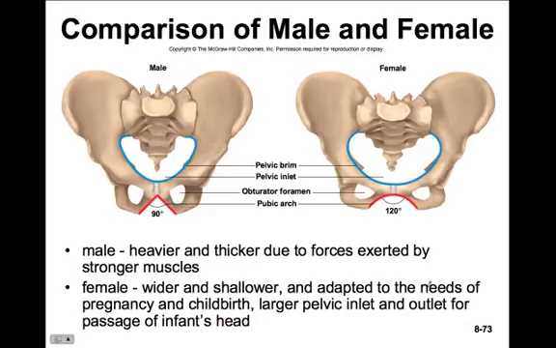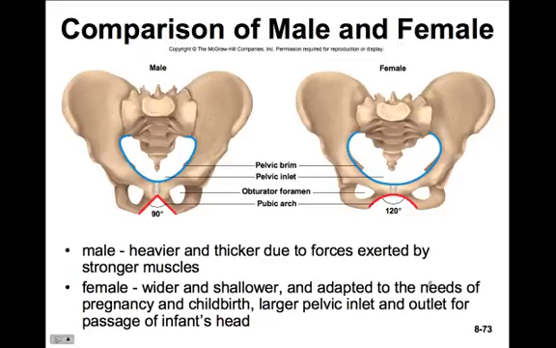Now, when we look at male and female pelvises, they differ. That's how we know that Hank is Hank. He's a male. The male has a much heavier and thicker pelvis because they exert greater forces on it with these stronger muscles. And as you've already learned, the action of muscles on bone causes it to become thicker, heavier, and stronger. The female pelvis is much wider and shallower, and it's adapted to the needs of pregnancy and childbirth.